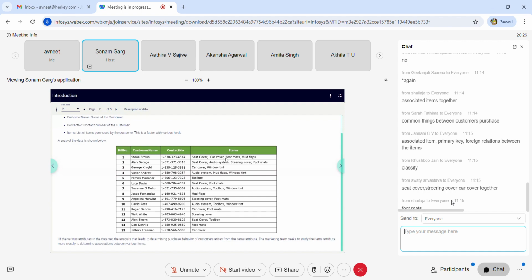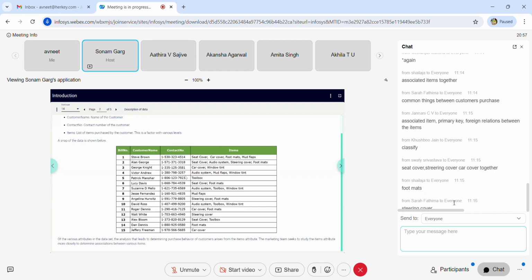So two times I have observed that along with the seat cover, foot mats have come. Then in the sixth row also you can see along with seat cover, foot mats have come. Then seat cover is coming on the 13th row. Alex purchased a toolbox, but in no other transaction was a toolbox purchased. So till now I got that along with seat cover, three people have purchased foot mats. That is the observation till now. So 14, 15 done.